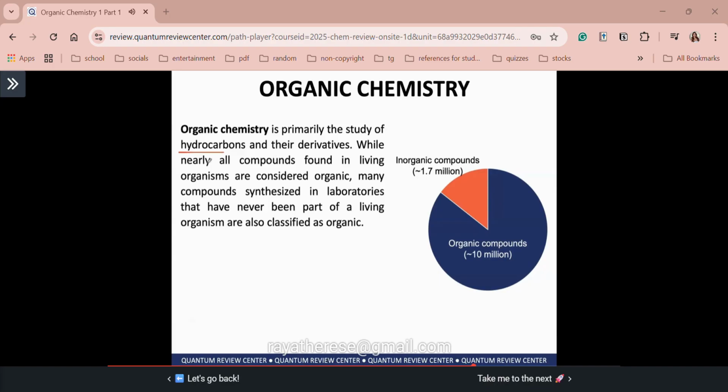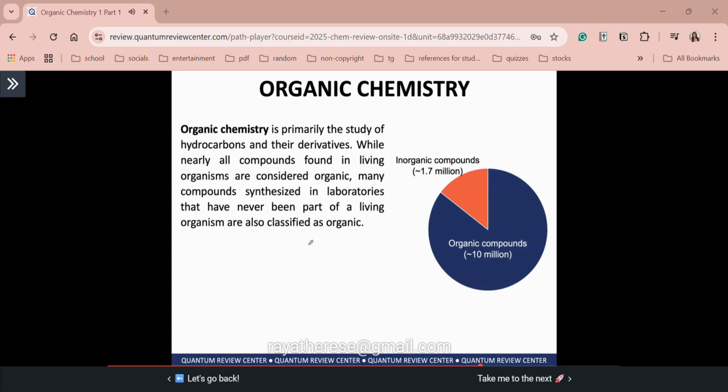While nearly all compounds found in living organisms are considered organic, with emphasis here, many compounds synthesized in the lab that have never been part of a living organism are also classified as organic. Class, check our pie chart. As you can see, organic compounds are relatively high in percentage. So 10 million of your compounds or chemicals exist as organics. So only a part is considered inorganic.